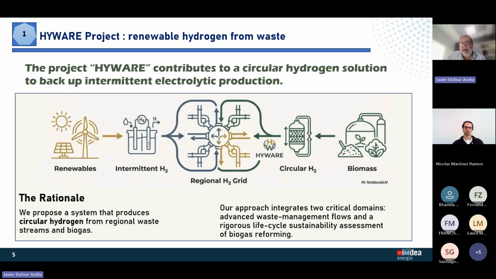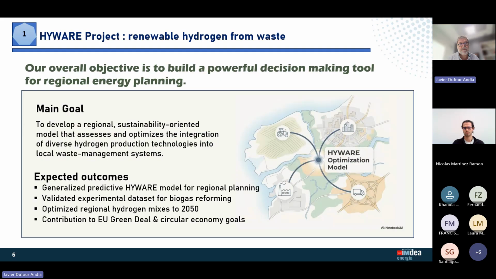Then you can see just in one slide our approach, the rationale behind the HYWARE project. We look for the development of the integration of hydrogen production technologies into the waste management system, municipal waste management systems, just to obtain this circular hydrogen. And we apply different tools to develop the project. We have one experimental part just to develop enough experimental information to be integrated in the simulation models, and after in a general decision-making framework to optimize the working of the waste management system.